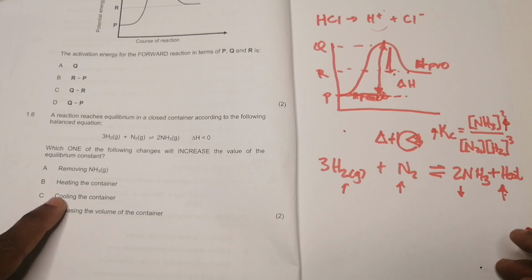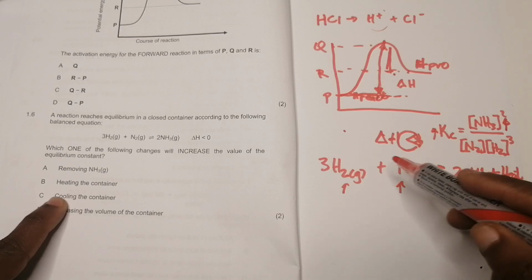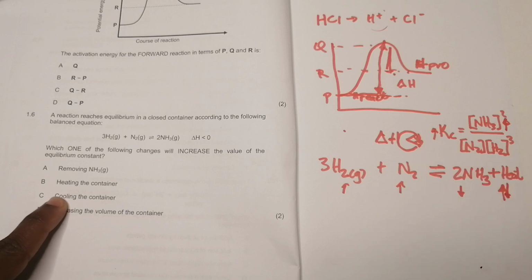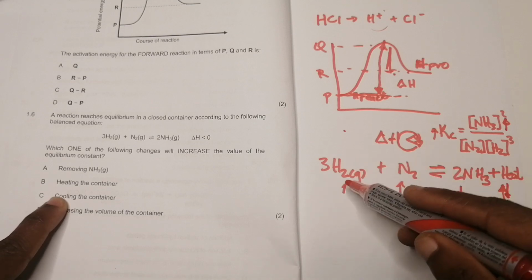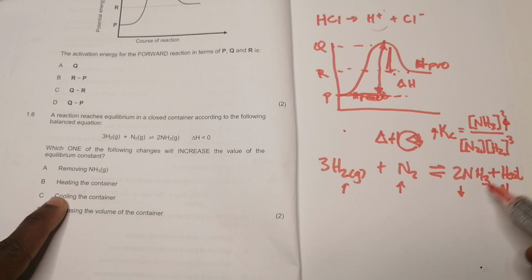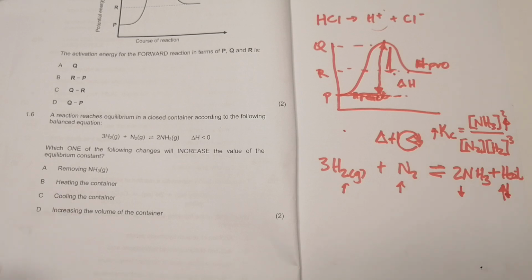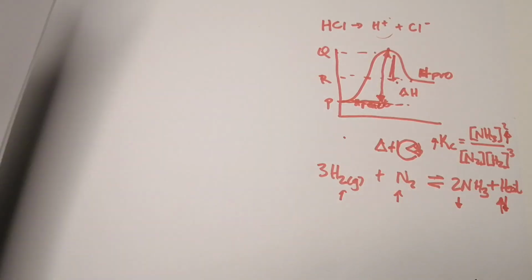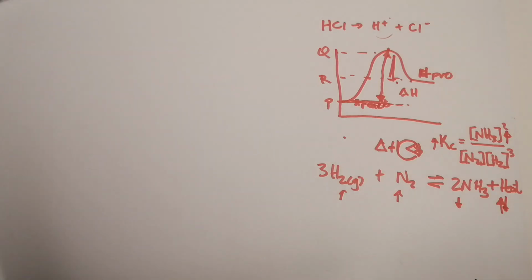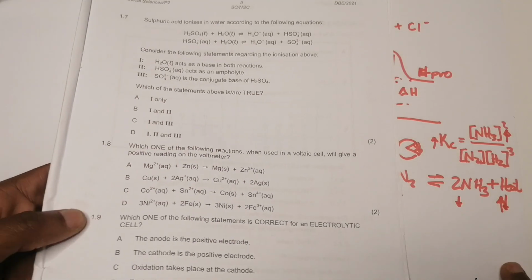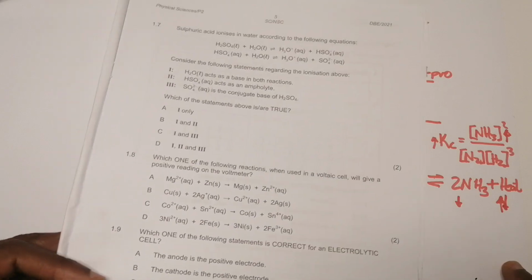So cooling the container makes sense, because if I cool the container, I'm decreasing the temperature. Equilibrium says, I want to try and replace the heat that was taken off. As a result, the forward reaction is favored and NH3 increases. So our answer there should be C. As we are moving very swiftly along, let's take the next question.